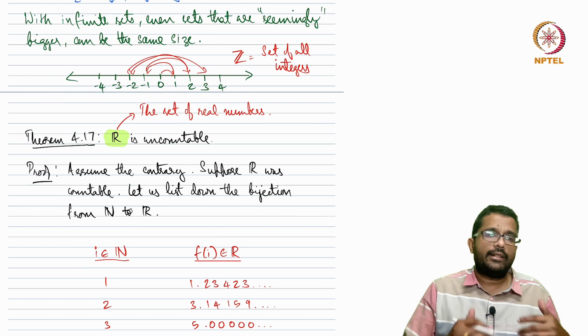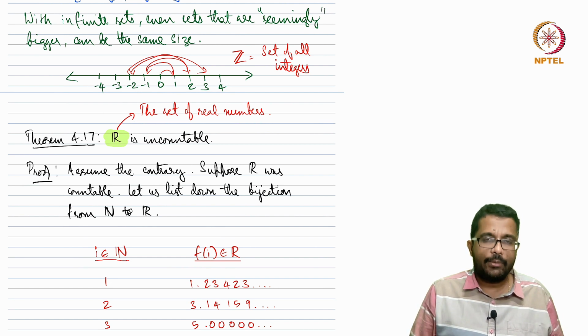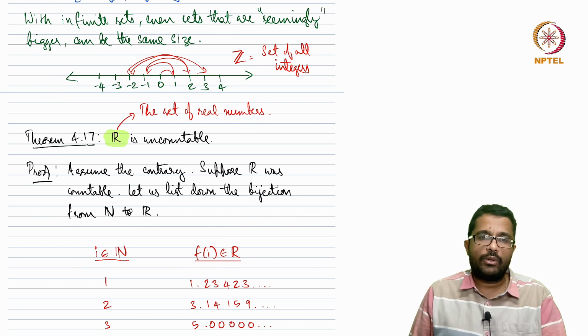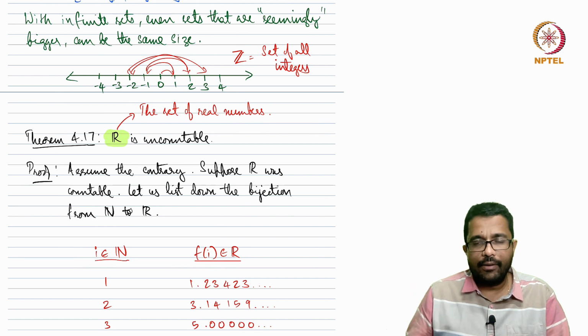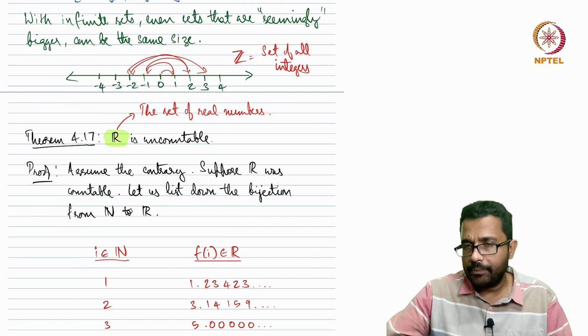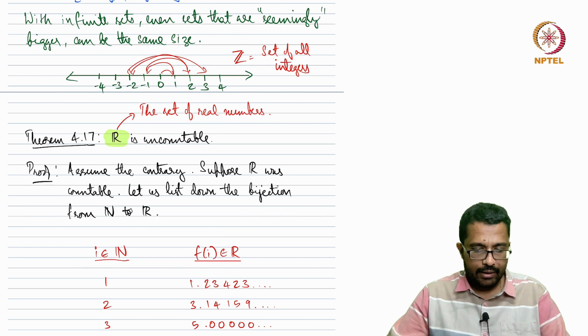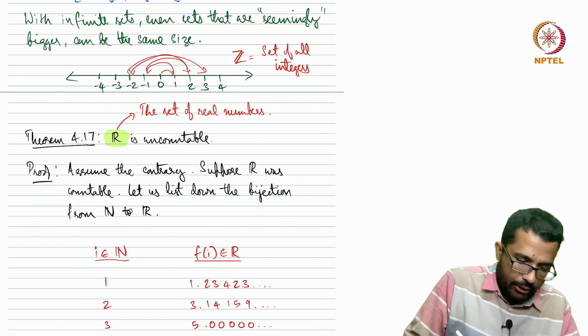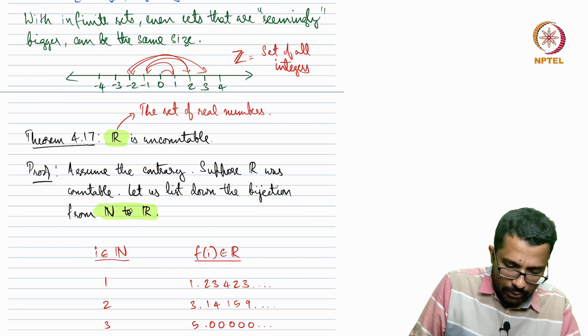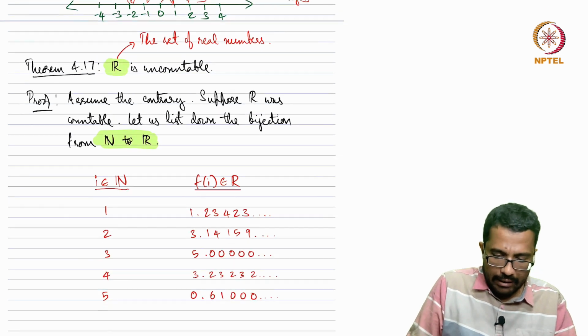So you assume that the statement is false. Suppose R is countable. Then that means there is a bijection. So from the bijection, we will get to a contradiction. So let there be a bijection from N to R, right. So from the natural numbers to real numbers. So here we list down the bijection.